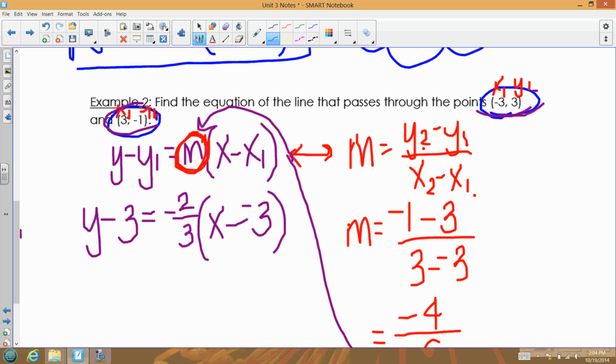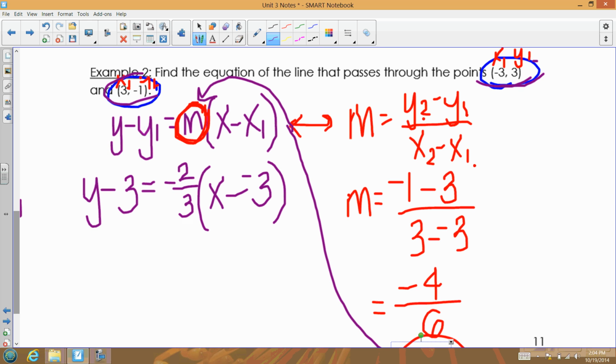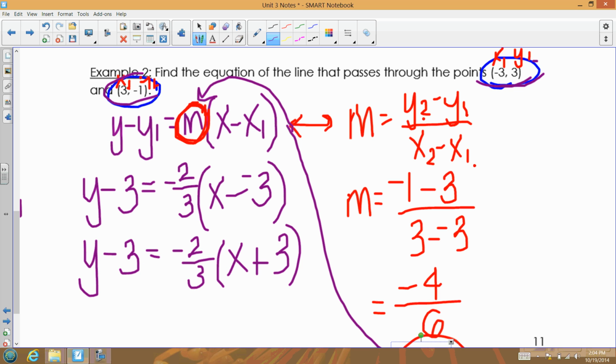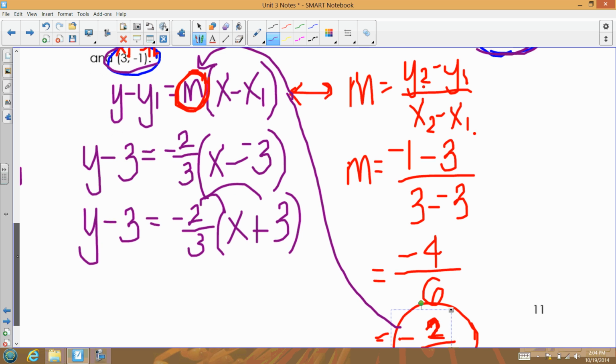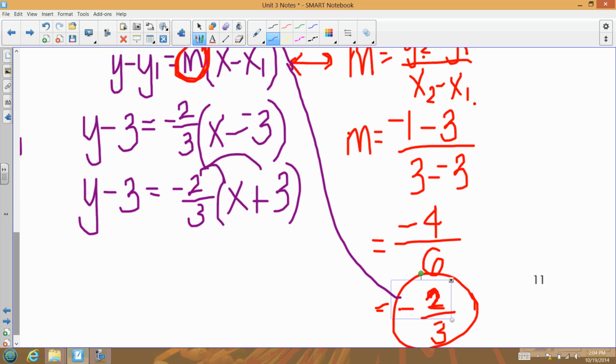So I made sure that I kept that negative. Now you can skip that step, like plugging in the minus negative 3. You could just write x plus 3 if you want. But I just wanted to show you the substitution. So you could have just went from the equation to x plus 3. And now I'm going to go ahead and solve this to get it into y equals mx plus b form. It doesn't ask for it, but I'm going to just show you how to simplify it.